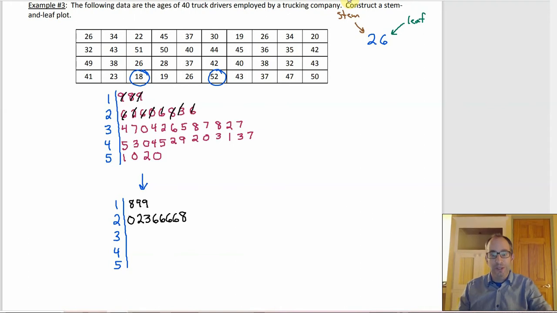So that's what that would mean, right? Like if you didn't have the data set, but you were just given the stem and leaf plot, and you saw the 4 6s in there, you'd go, oh, that means there are 4 26s in the data set, because those 6s are in the row that goes with the 2 on the stem. So they must be 26s.